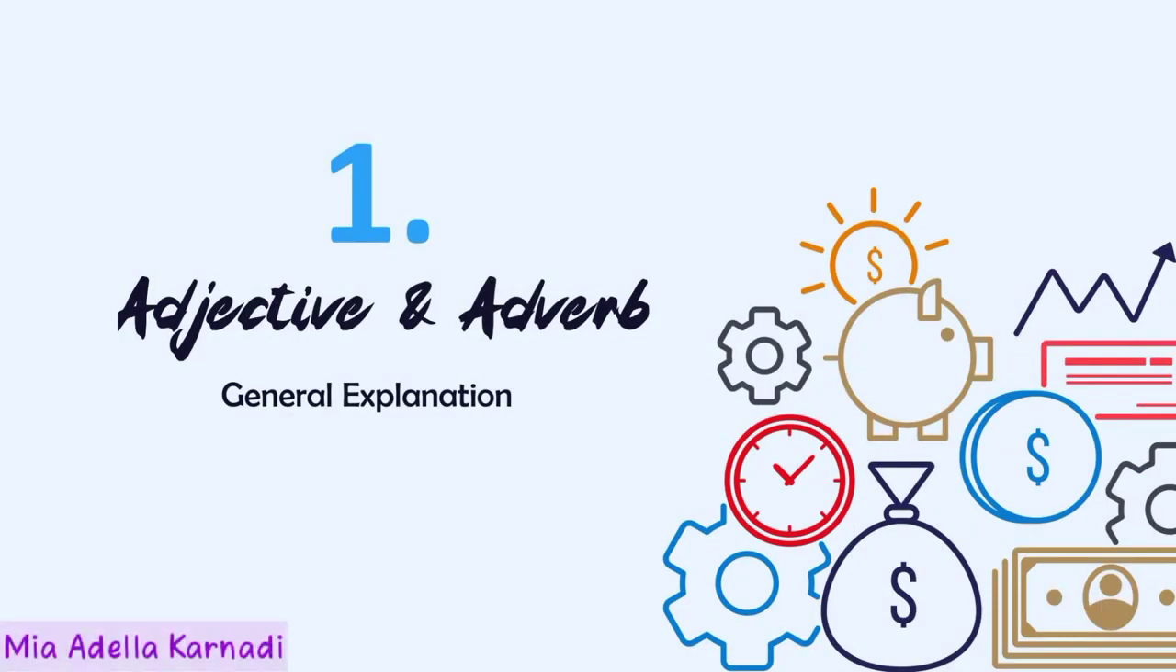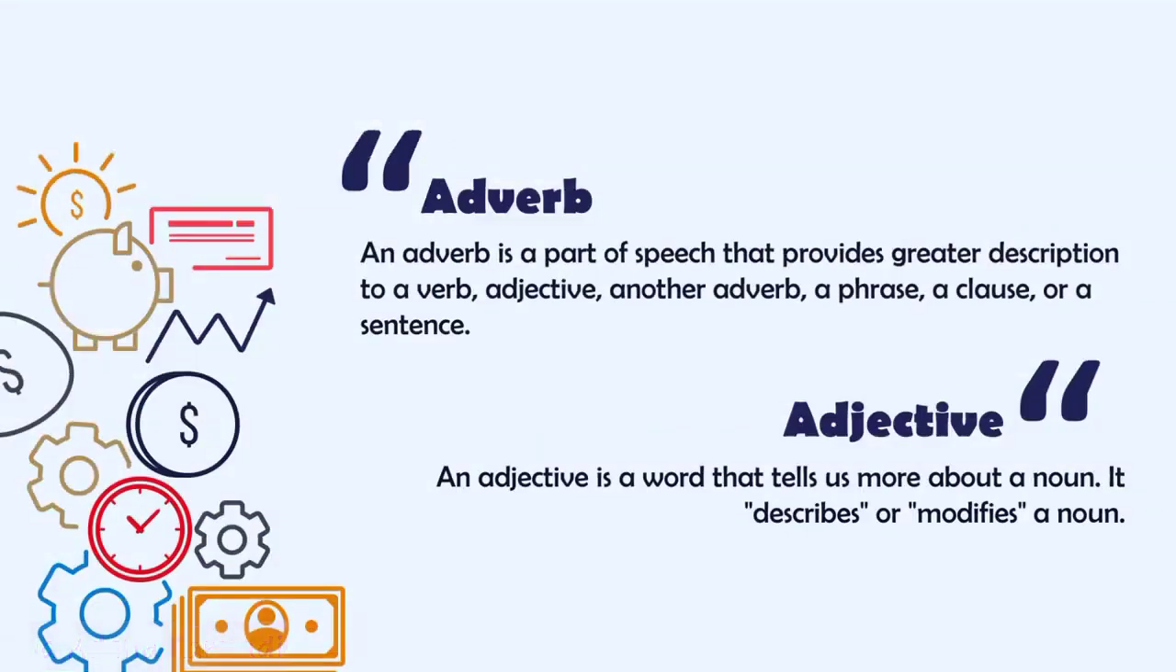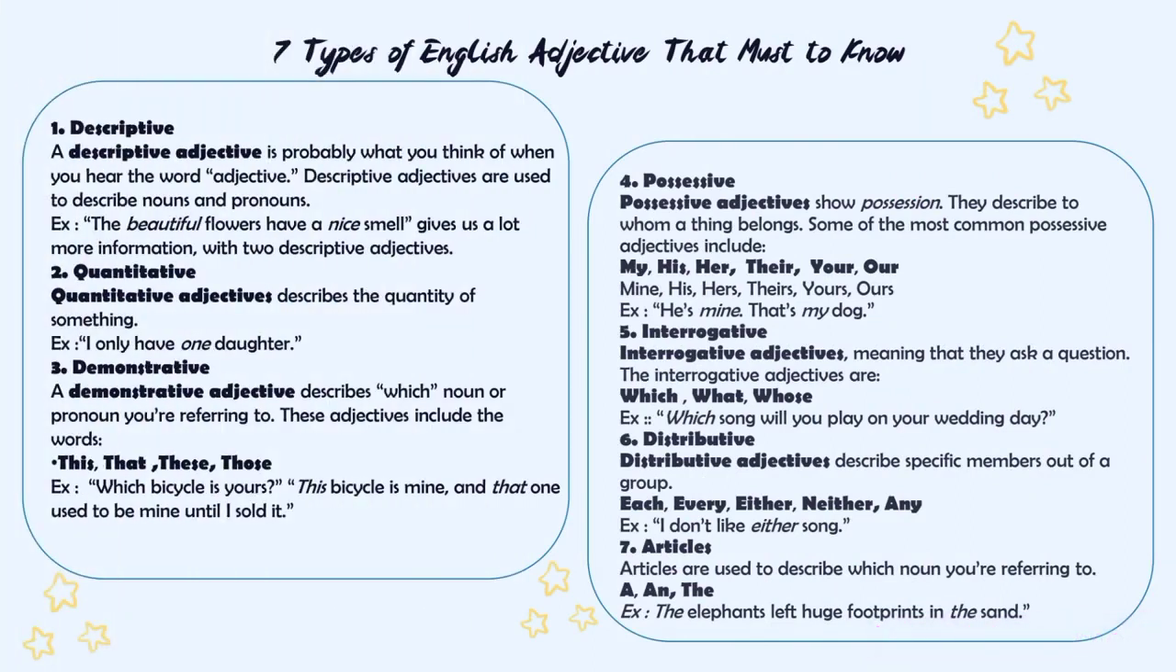Okay, firstly, we are gonna talk about the general explanation of adverb and adjective. Adverb. An adverb is a part of speech that provides greater description to a verb, adjective, another adverb, a phrase, a clause, or a sentence. Adjective. An adjective is a word that tells us more about a noun. It describes or modifies a noun.